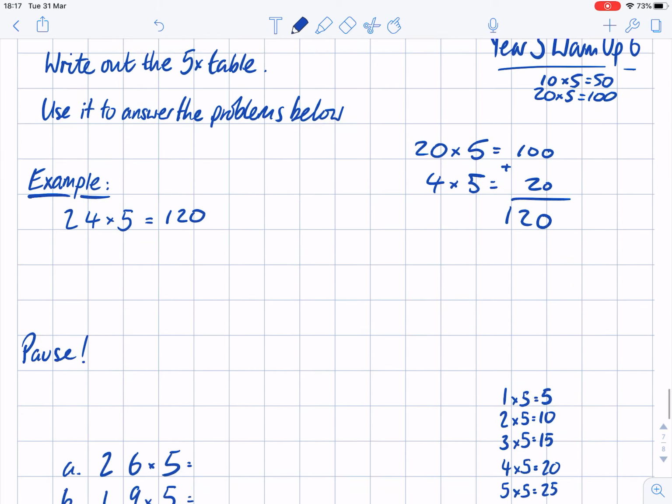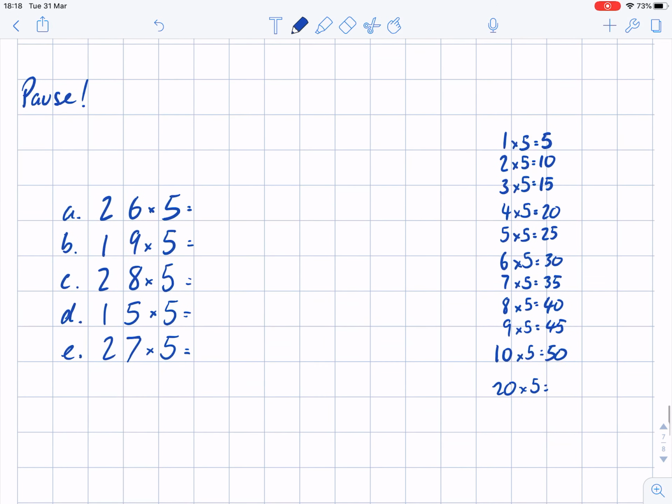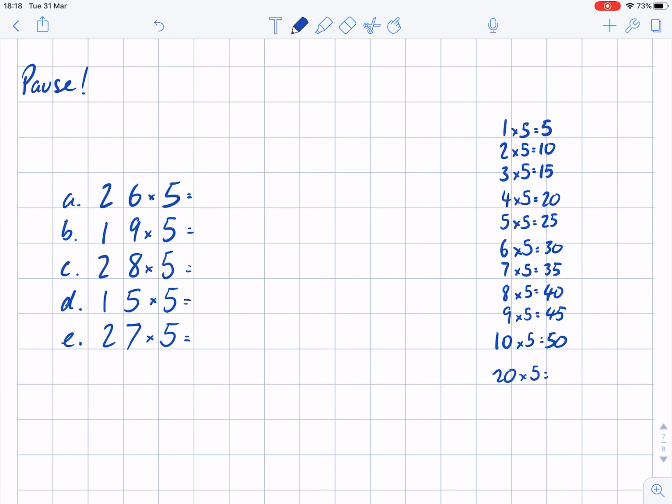Okay, so for your warm-up now, you can see I've written out your 5 times table, and here I've said 20 multiplied by 5, which we now know is 100. So, using this multiplication table here, I want you to have a go. If you can do it in your head, fantastic. For that first one, you can say, well, 20 times 5 is 100, and this 6 multiplied by 5 is 30, 100 add 30 equals, bang, write the answer in.